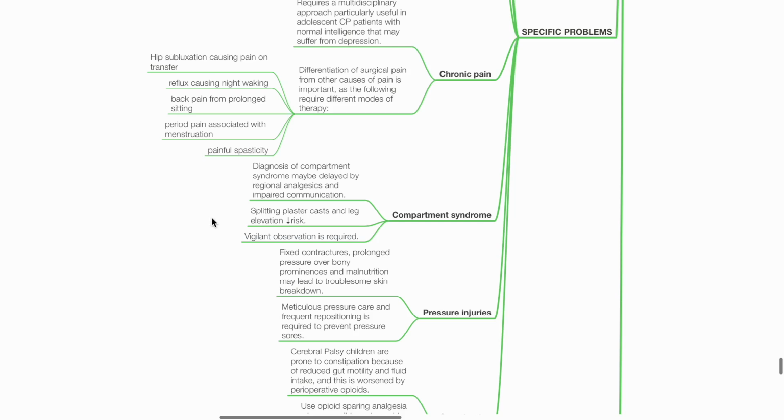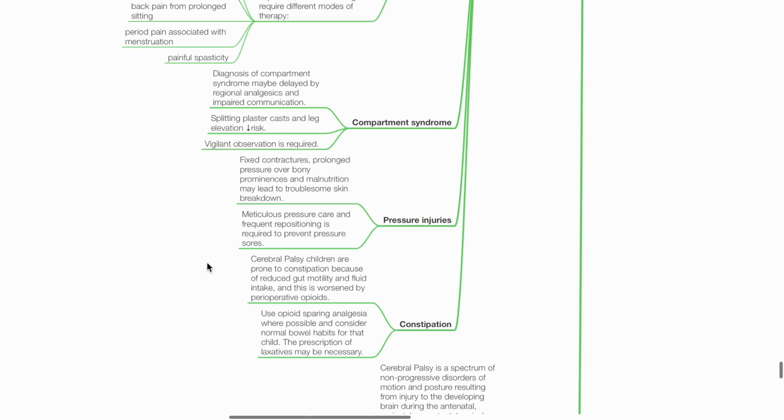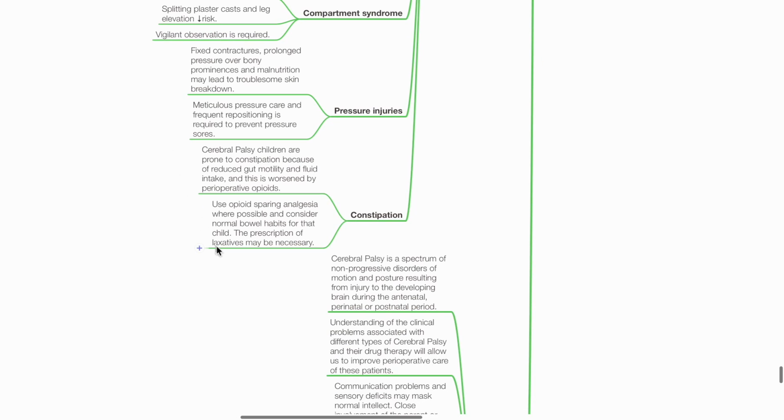To reduce risk of compartment syndrome, consider splitting plaster cast and leg elevation and constant vigilant observation. Pressure injuries may be contributed by fixed contractures, prolonged pressure over bony prominences, and malnutrition. Meticulous pressure care and frequent repositioning is required. CP patients are prone to constipation due to reduced gut motility and fluid intake, which is worsened by perioperative opioids, use of opioid-sparing analgesia where possible, and the prescription of laxatives may be necessary.